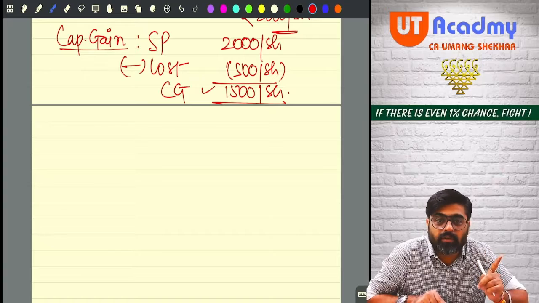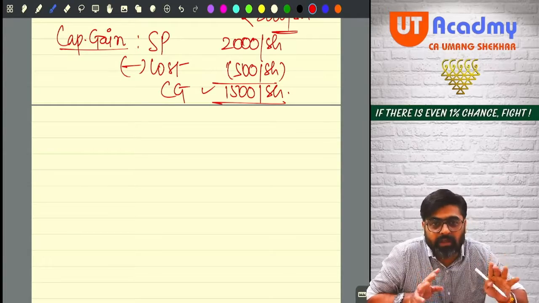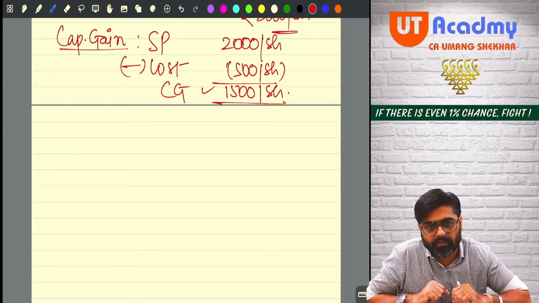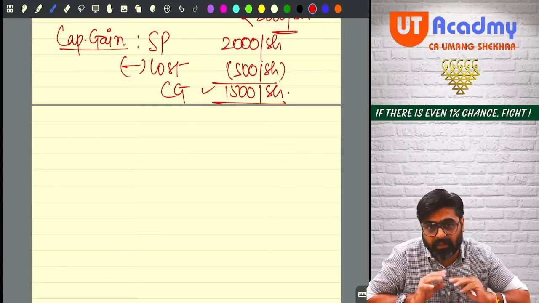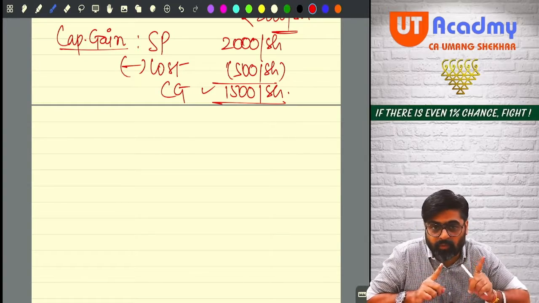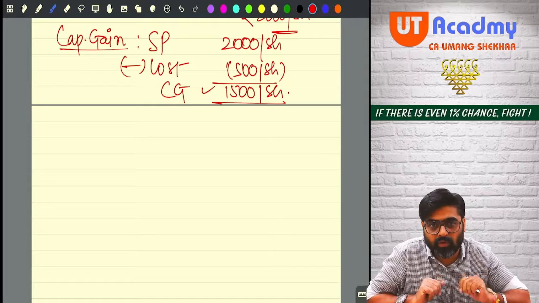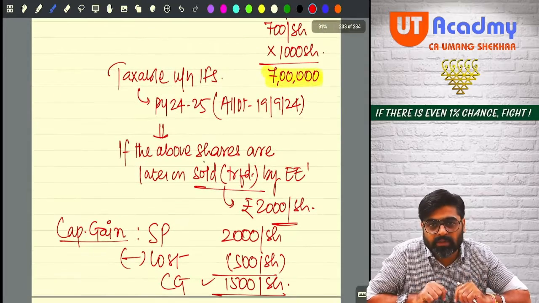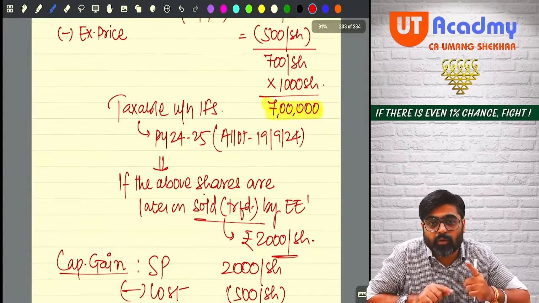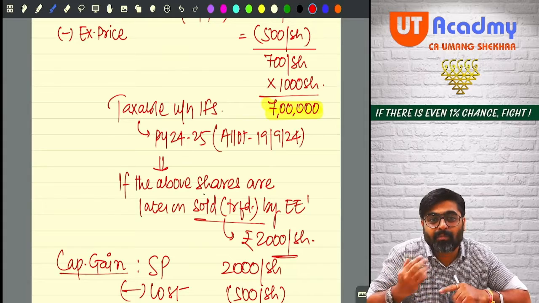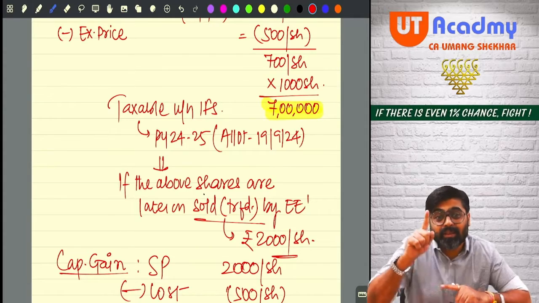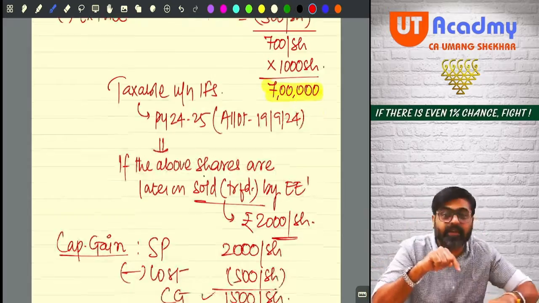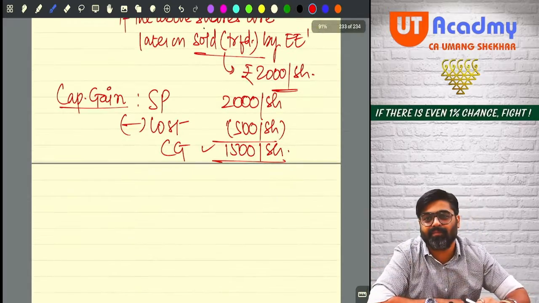2000 rupees, you are selling the shares and you are saying that you bought the shares for 500, meaning 1500 rupees gain is happening. But don't you think that out of that 1500 rupees of gain which is happening to you, you have already charged 700 rupees of gain under the head salary in the form of perquisite? This 700 is counted a second time in this 1500.